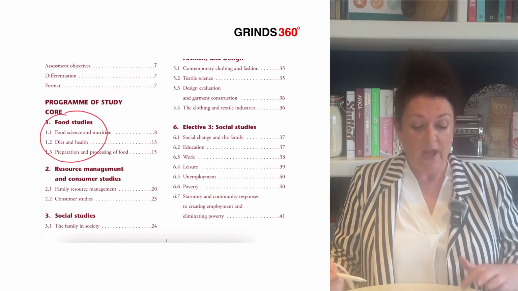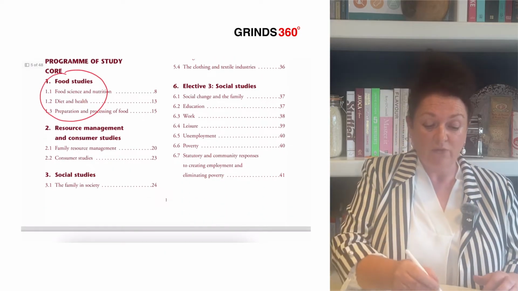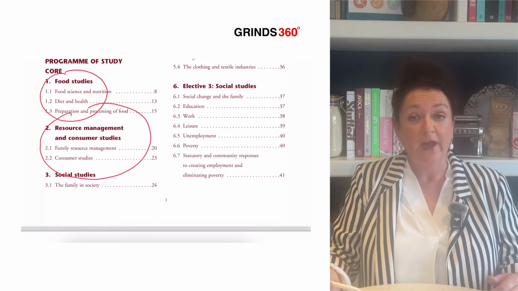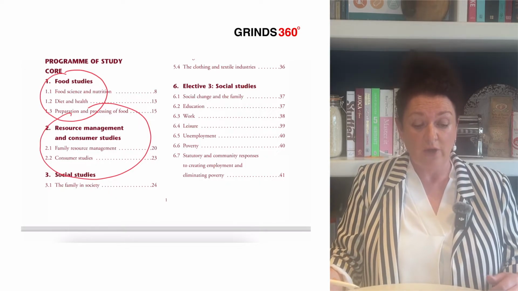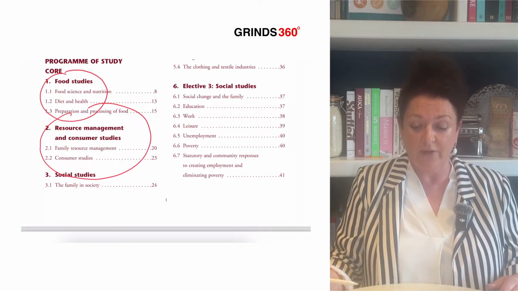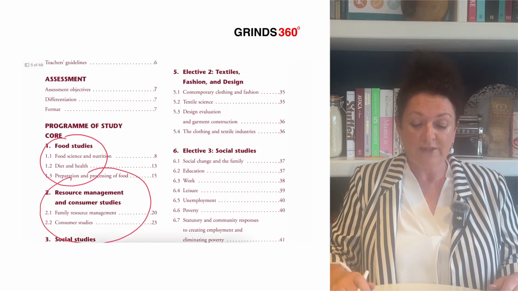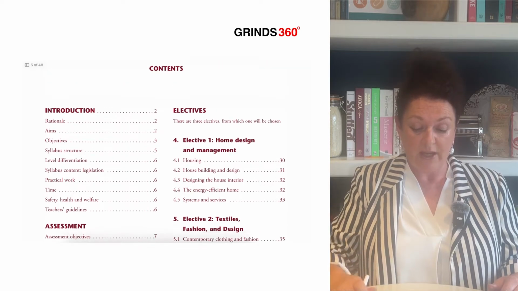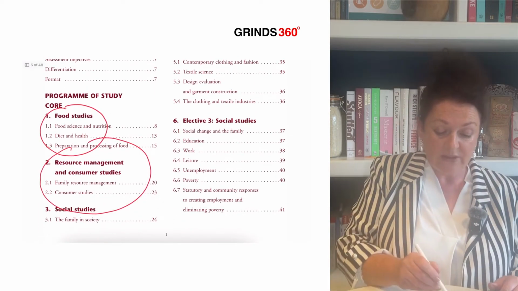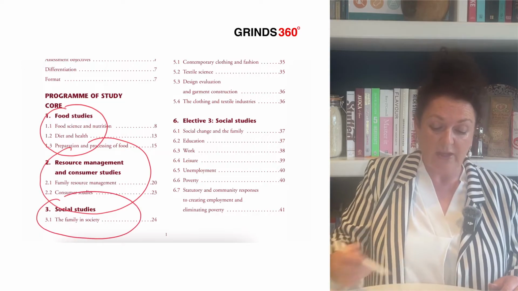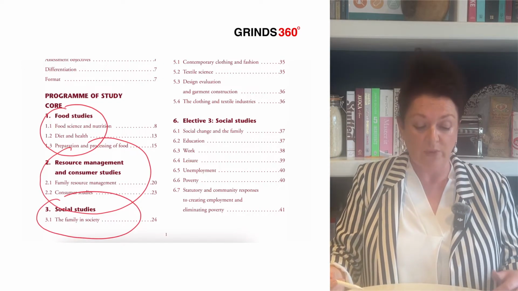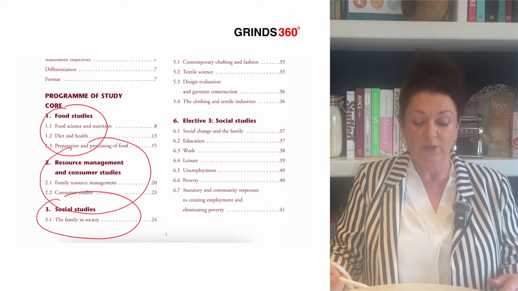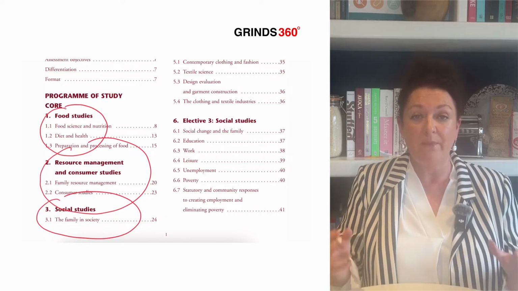Secondly, we have the resource management and consumer studies section, which we have here. Now there are 5 handouts which we'll cover, and there's a guaranteed question every year on this area. The third section then is what we call sociology, the core. Now this is the social studies section that we have here. So 3 components: food studies, resource management and consumer studies, and social studies, and they make up the main part of the paper.